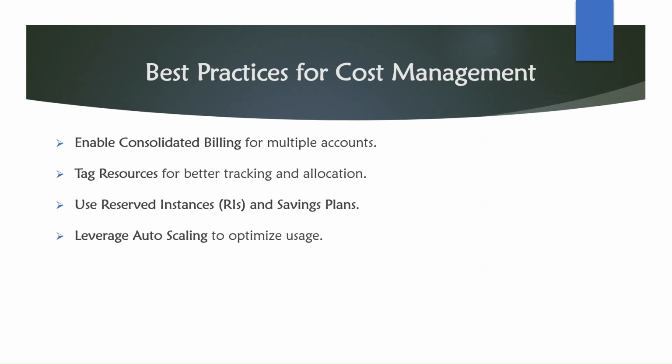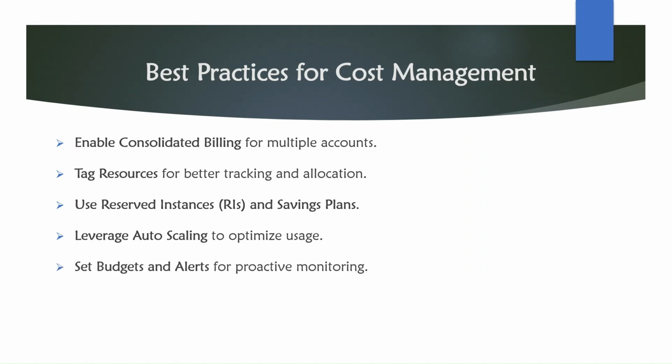Leverage auto scaling to optimize usage. Auto scaling automatically adjusts the number of resources, such as EC2 instances, based on demand. This helps ensure that you are only using the resources you need at any given time, preventing over provisioning and reducing unnecessary costs. Auto scaling can scale resources up or down to match fluctuations in usage, ensuring cost optimization.